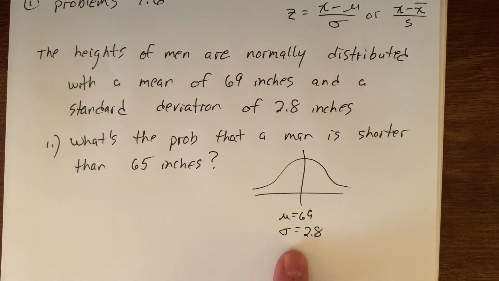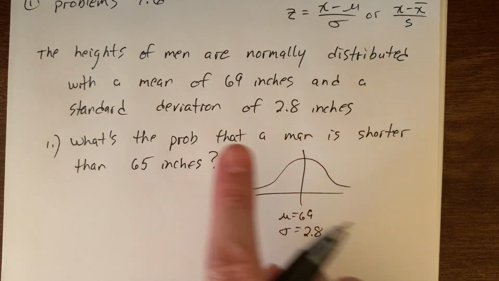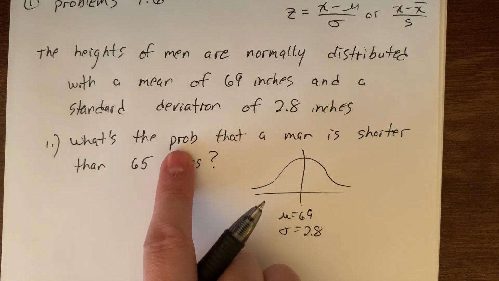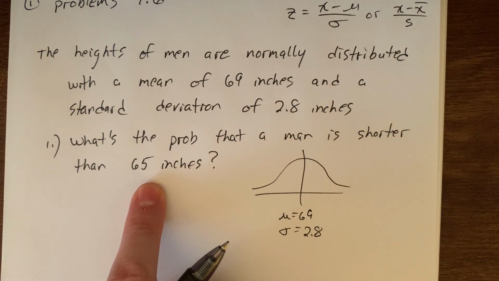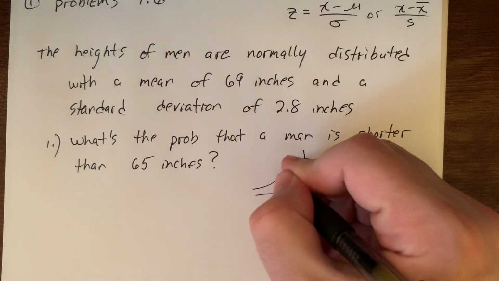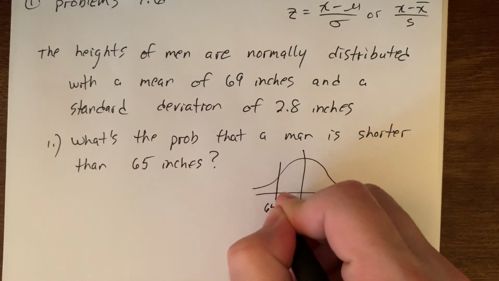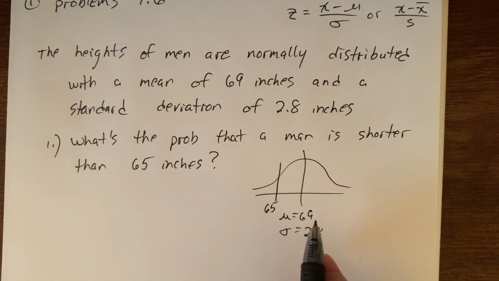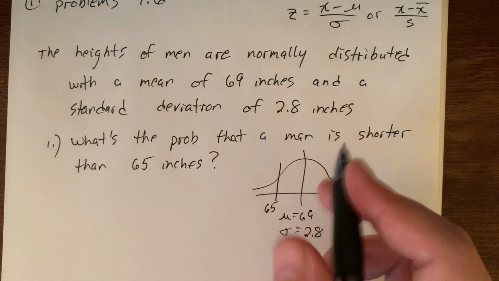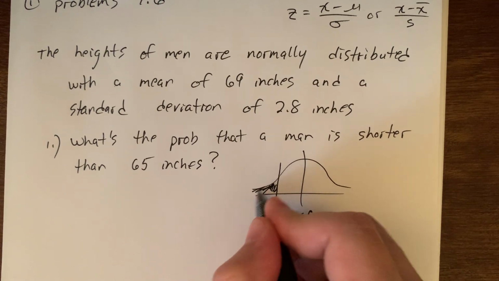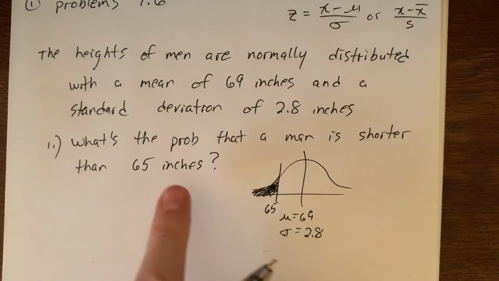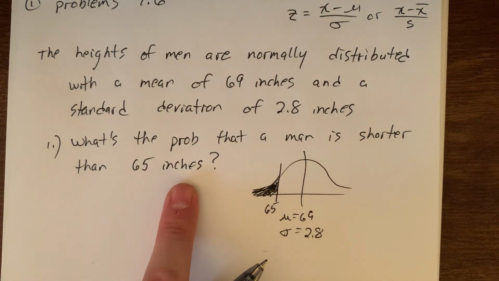Okay, well, what is it that we care about? We're being asked about probability, so we're going to need some region. But what's the region we care about? Oh, well, we want the probability a man is shorter than 65 inches. The mean is 69 inches, that's in the middle. 65 inches would be shorter than the mean, so it would be somewhere over here on the left. And I don't want the probability a man is exactly that tall. I want the probability a man is shorter than that. I'm looking for this tail region. That shaded region is exactly what is being described in this problem.